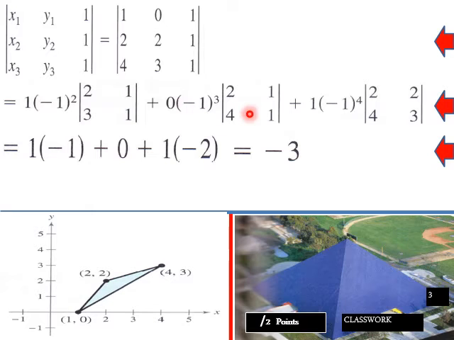And then when we simplify these and add these together, 1 times negative 1 plus 0, this will be 0, plus 1 times a negative 2 here, negative 1. We got 6 minus 8. That'll be 1 times negative 2. So this comes out to a negative 3.